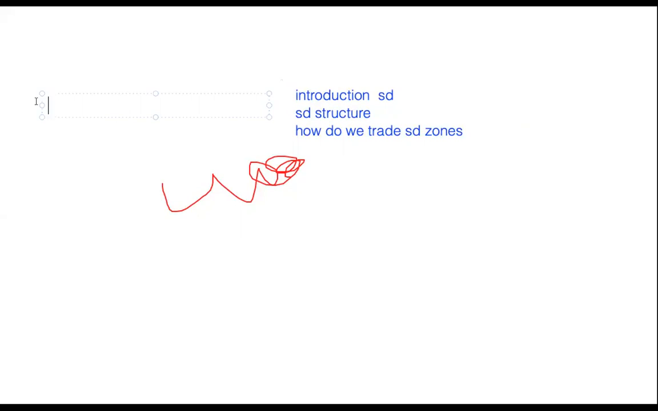Let me start with an introduction to supply and demand. As you all know, most traders take supply and demand as support and resistance, which are two different things. When we talk about supply and demand from an economic perspective, it's simple: supply means we are supplying something, either a service or a product. Demand means people want something, either a service or a product.